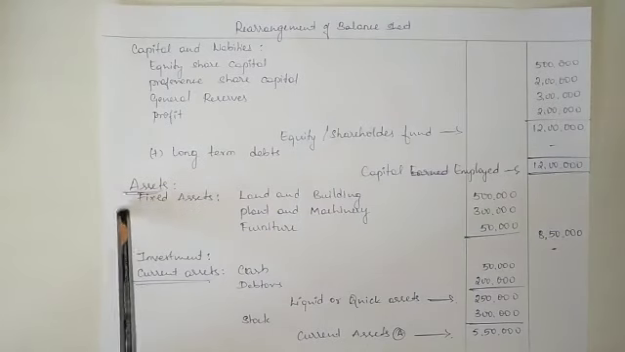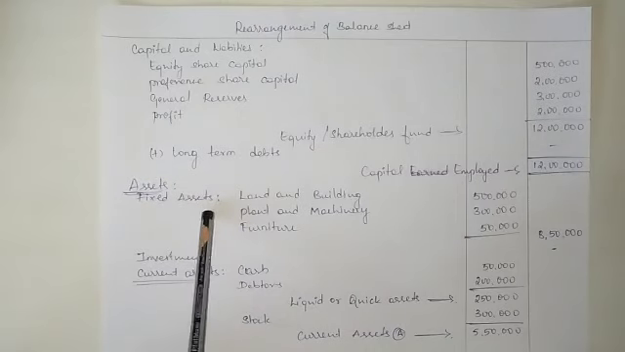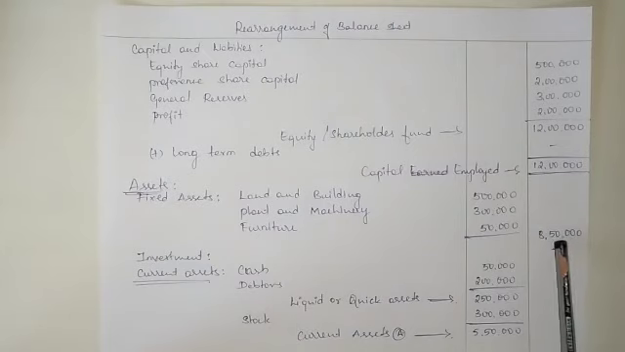And next is the asset side. On the asset side, first one is fixed assets: land and building, plant and machinery, furniture. So the total is 8,50,000. Investment, no investment is there. Then current assets, from which we need to reduce current liabilities as well. So current assets are not directly shown in the outer column. First we need to write the current assets in the inner column and also current liabilities in the inner column. By reducing the current liability from the current asset, you will arrive at net working capital, which is written in the outer column.